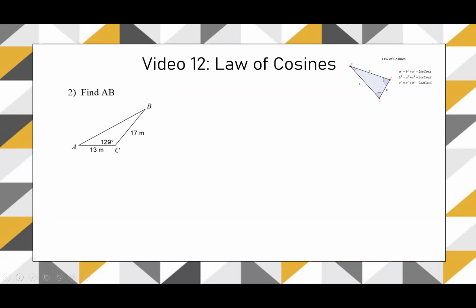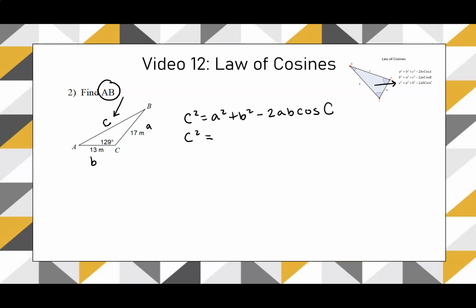Very similar problem here where I'm going to find AB, which in this case is side C. I'm going to label this as my B and then this as my A. Okay, I'm looking for C this time, so I'm going to use this third equation right here. So that's going to be C squared equals A squared plus B squared. Remember, repeat those two letters, minus 2AB, and then it's going to be cosine of this one right here. So that's going to be uppercase C.